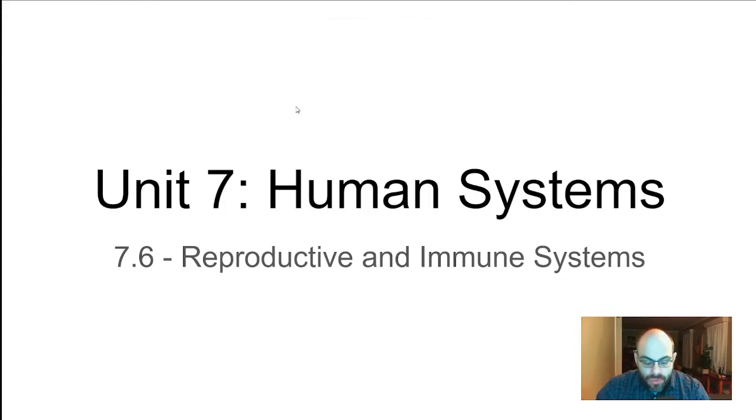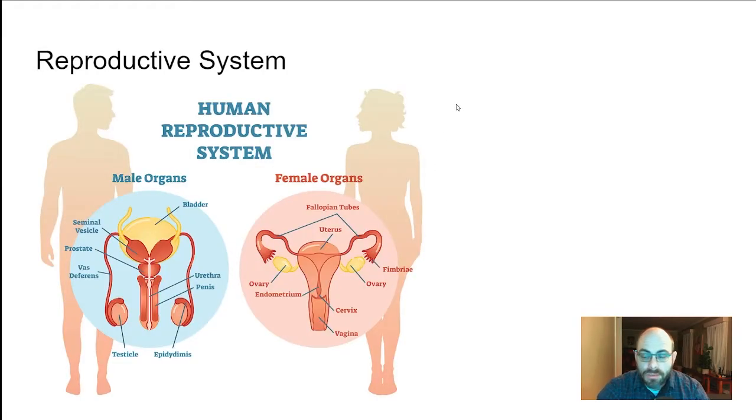This is 7.6, reproductive and immune systems. This is it for the whole unit. Unit 7 is going to be over after this section, so let's talk about it. Reproductive system. The purpose of the reproductive system is to make offspring.